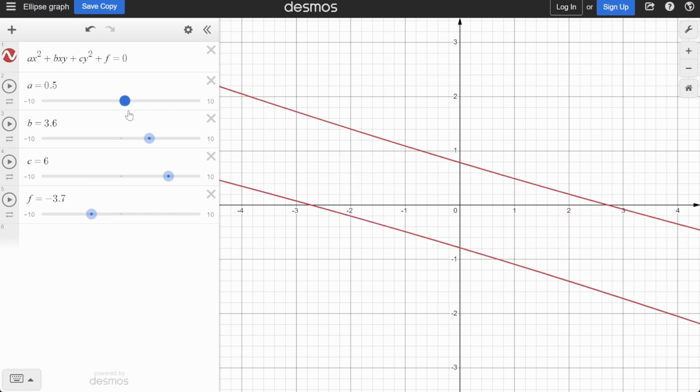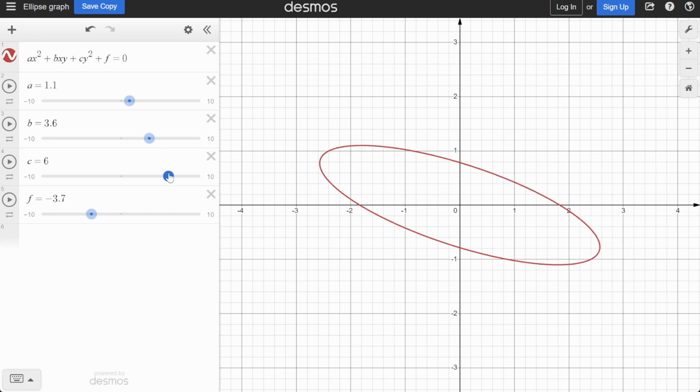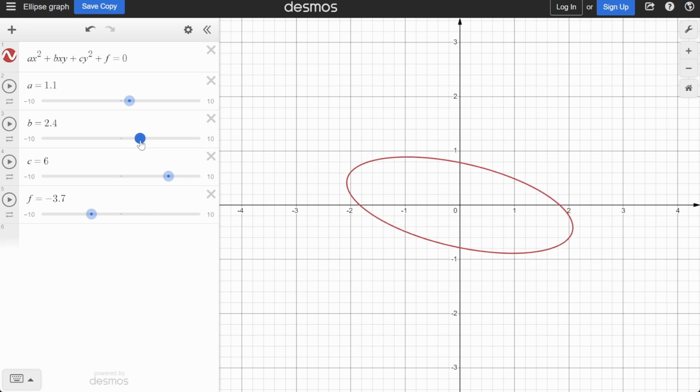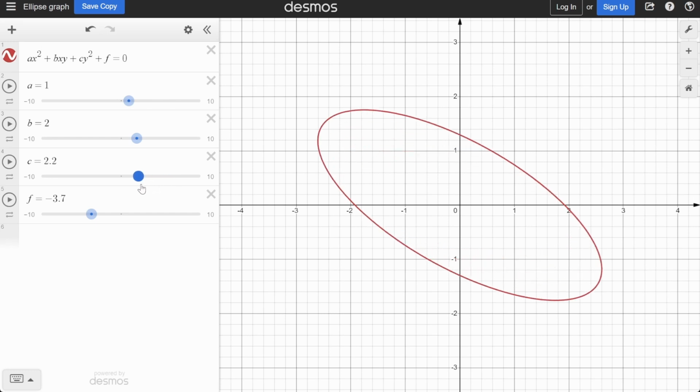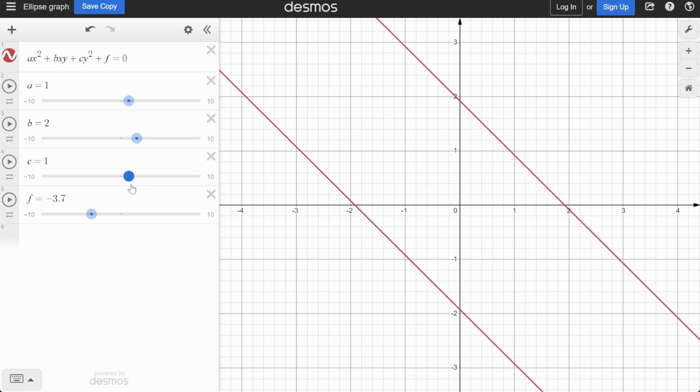Now, what happens if I set it to some weird values? In fact, I'm going to do this deliberately in a particular way here. I'm going to set b to 2, since I know these values will work, and I'm going to set a to 1, and as I move c towards 1, you'll see something interesting happen. So, getting very close to 1 now, 1.1 and 1. You can see that I just end up with straight lines.